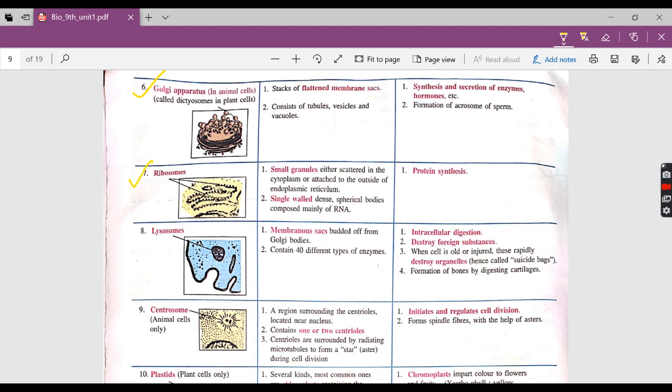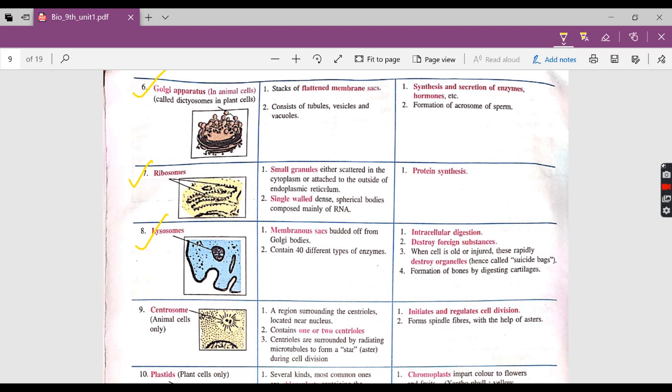They are small granules which are either distributed in the cytoplasm, that is, they are found freely floating in the cytoplasm, or they may be found attached to the outer surface of ER, that is the endoplasmic reticulum. They are also single-walled, dense, spherical structures which are composed mainly of RNA. To reiterate, RNA is ribonucleic acid. Its main function is protein synthesis.